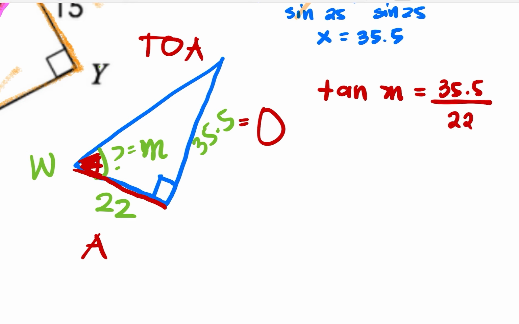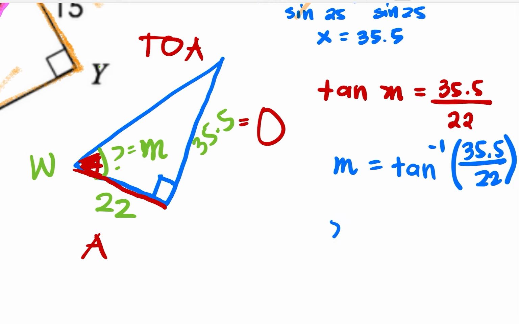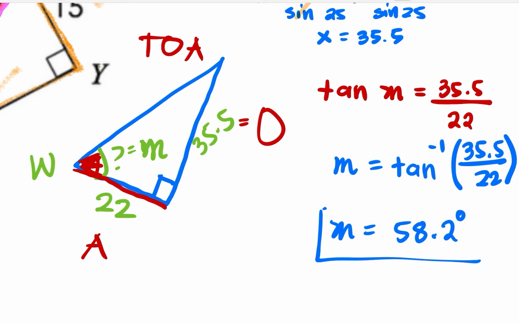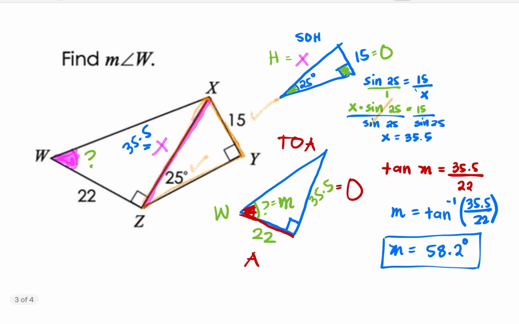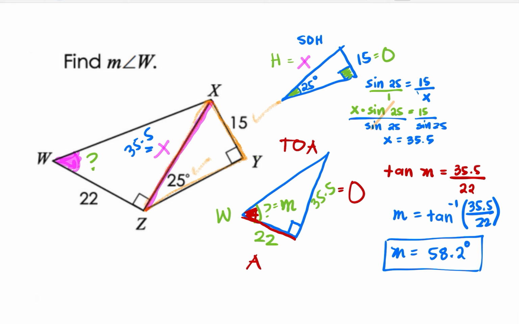And because I am solving for M by itself, I will write M equals inverse tangent, and then we're going to drop our fraction, 35.5 over 22. In our calculator we should get 58.2 if we were to use tenths place degrees. So the missing angle in this case, which is angle W, is equal to 58.2 degrees.